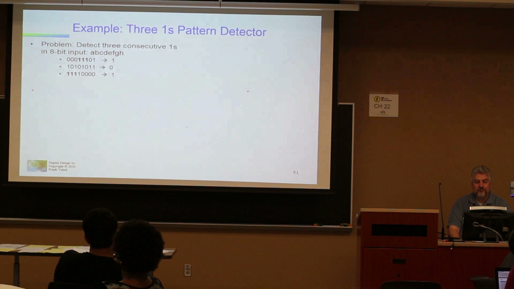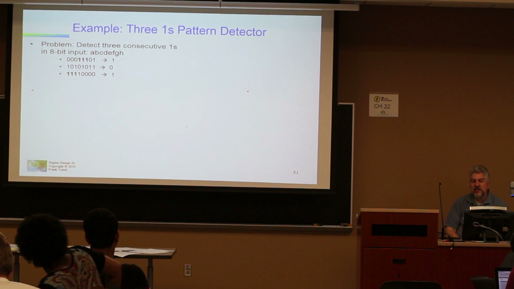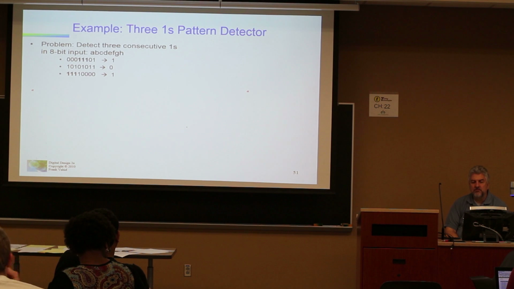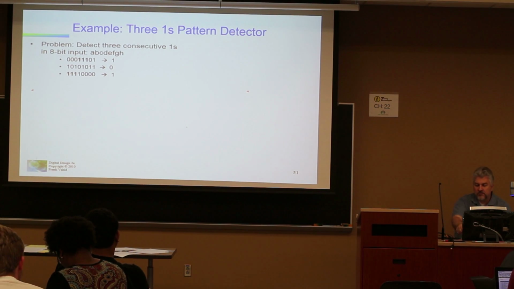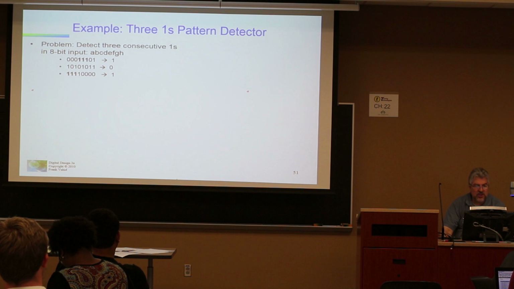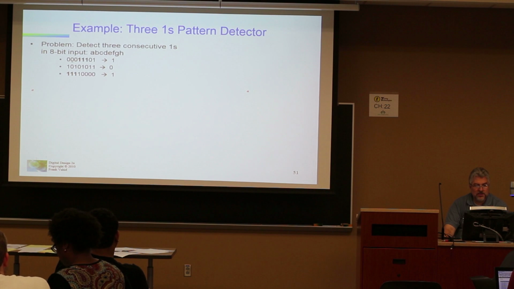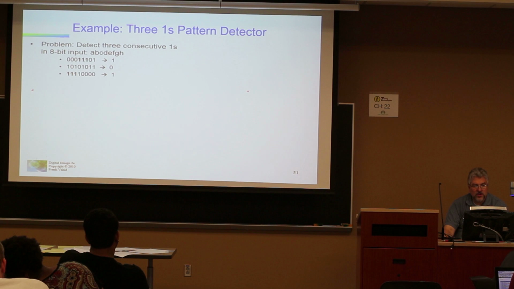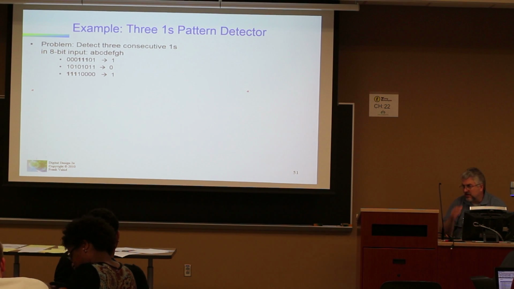Let's look at the example. Let's say we want to have an exercise where we identify if there are 3 ones in a row. So we have 8 bits, A, B, C, D, E, F, G. So it's easy to see, would you agree, that you need to have it such that A, B, C is 1, or B, C, D is 1, or C, D, E is 1, or D, E, F is 1, or E, F, G is 1, etc., etc.